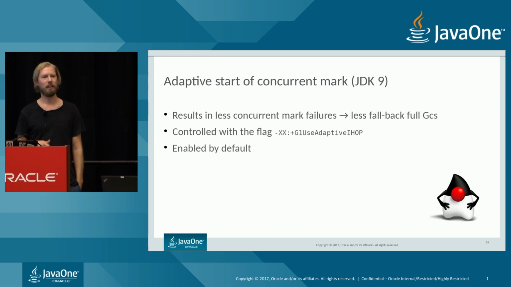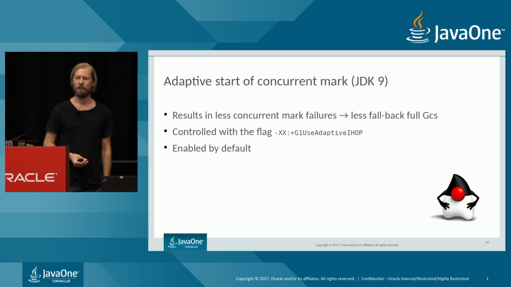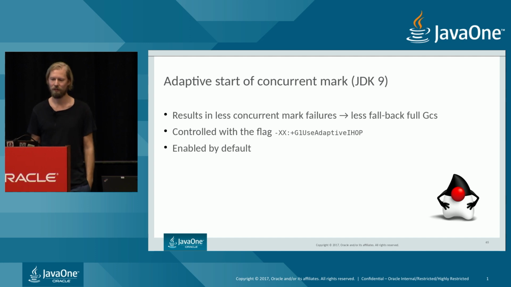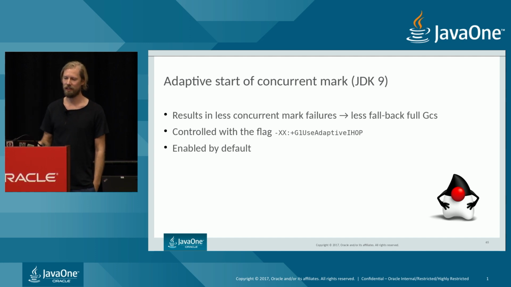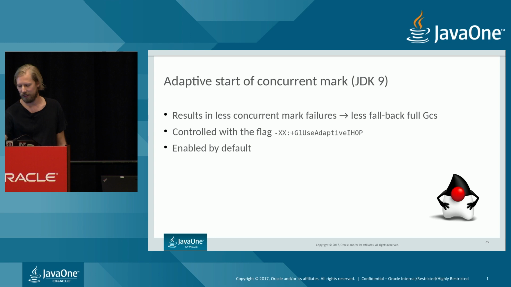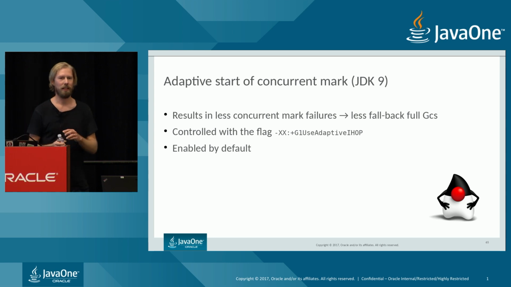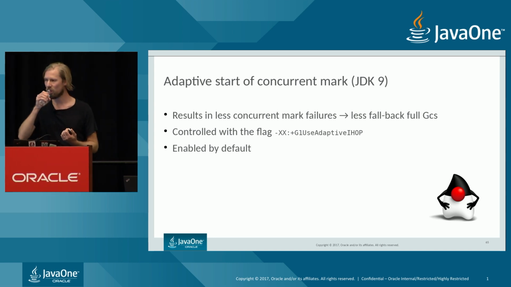So this results in much fewer concurrent mark failures, which in turn saves you from a lot of these fallback full GCs. This is controlled with the flag -XX:+G1UseAdaptiveIHOP, and this is enabled by default in JDK 9, and I recommend you to keep it on.